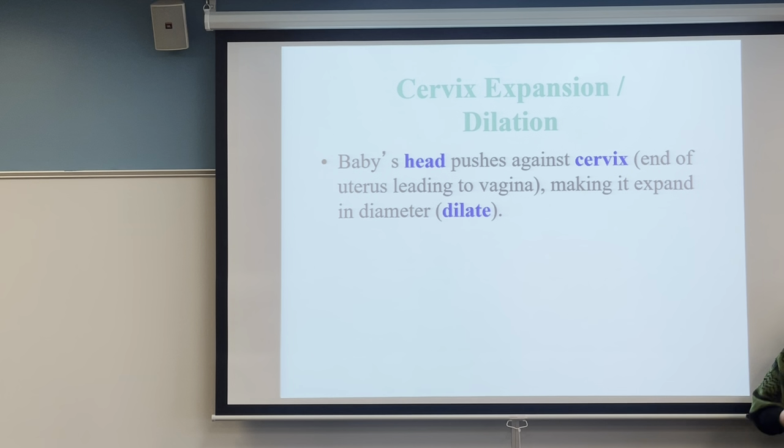If naturally the fetus doesn't turn down, or if the doctor can't get the fetus to turn, then they usually will schedule a cesarean or C-section. And they do a little cut in the abdomen, they cut open the bottom of the uterus, and then they surgically remove the fetus.